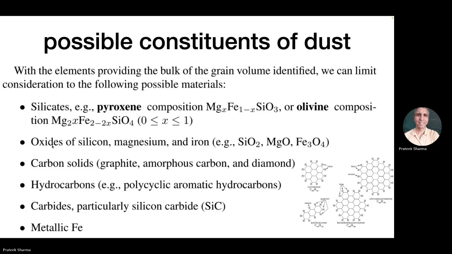Then silicon dioxide, in fact, the terrestrial dust, magnesium oxide, iron oxide. So you can have oxides, silicates, carbon solids like graphite, amorphous carbon, diamond. Diamond requires a large pressure to form, so these have to be cooked inside stars and then spread out. You can have hydrocarbons, polycyclic aromatic hydrocarbons, or PAHs. These are organic molecules which people think about when they talk about polycyclic aromatic hydrocarbons. You can actually see these rings, benzene-like rings.